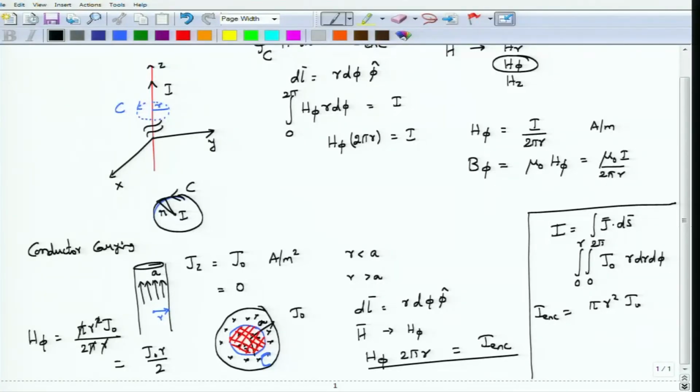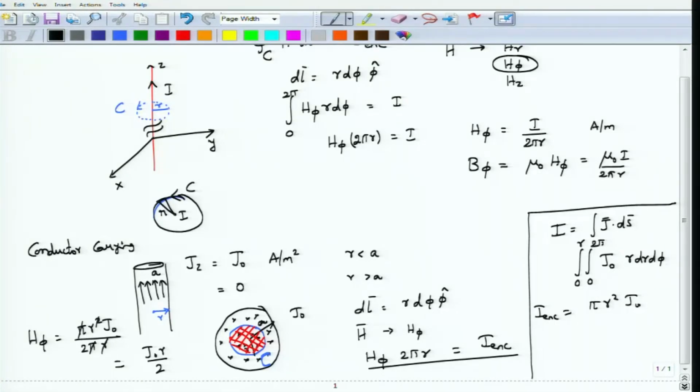We see that the magnetic field H_phi is a linear function. It is actually increasing linearly from the value 0 at the center where r is equal to 0, and then it gradually goes up as r keeps on increasing, reaching a value of J0 a by 2 as the contour expands to the outer radius a.